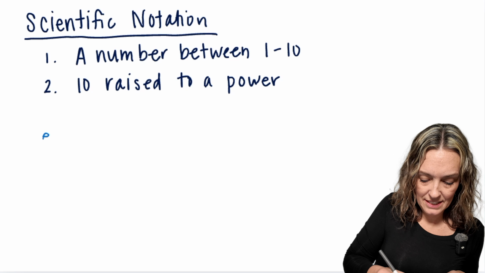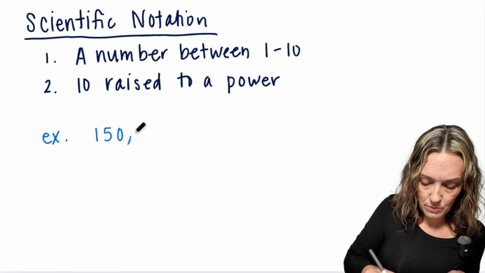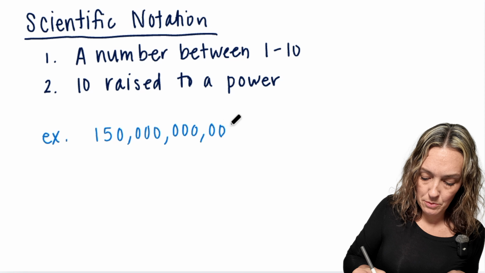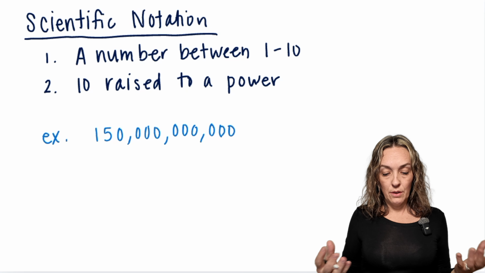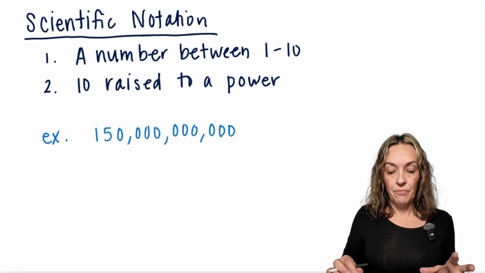It's important to remember that whether you are writing the number in scientific notation or just normally in standard notation, they mean the exact same amount. It's just two different ways to write that number. Let's start by looking at an example. Scientific notation is handy when we have a very, very large number or a very, very small number. Let's say that we have something like this, 150 billion.